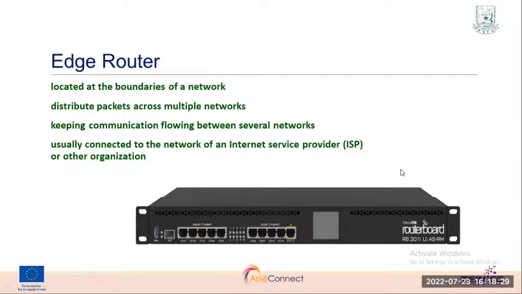The edge routers are placed at the boundaries of a network. From the edge router, the terminal devices are connected and distribute packets across multiple networks, keeping communications flowing between several networks. They are usually connected to the network of an internet service provider or an organization, so that they can distribute their connections or bandwidth to the users. Edge routers are placed at the boundaries of the networks.